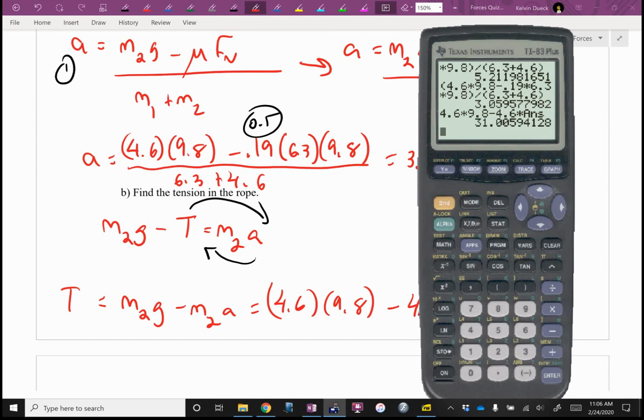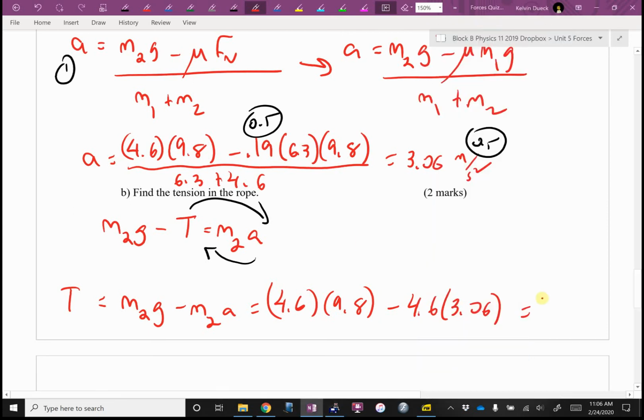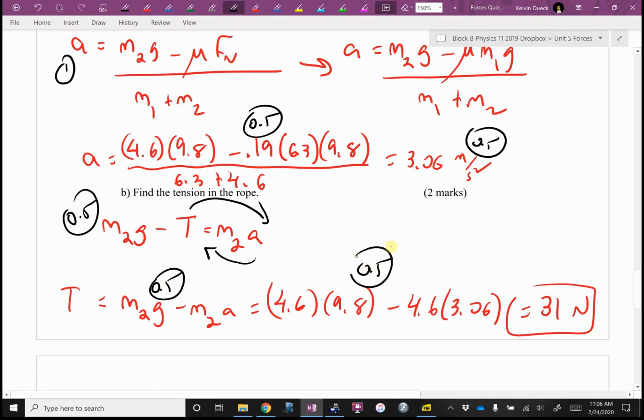No nods? Yes? 2 out of 2 if you got that. Otherwise, I would probably go, oh, I don't know, half mark for that, half mark for that, half mark for the numbers, and a half mark for the answer.